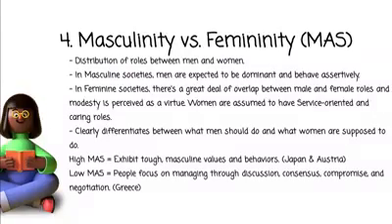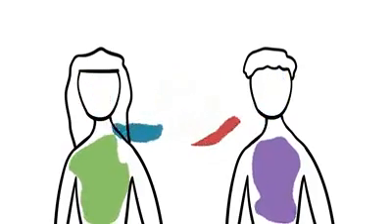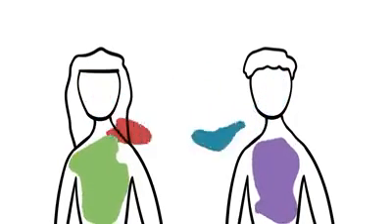The fourth and the last independent dimension is masculinity versus femininity, or MAS. In MAS, there is a distribution of roles between men and women. In masculine societies, men are expected to be dominant and behave assertively, while in feminine societies, there's a great deal of overlap between male and female roles, and modesty is perceived as a virtue. Women are assumed to have service-oriented and caring roles. It is clearly differentiating between what men should do and what women are supposed to do. Countries with high MAS exhibit strong masculine values and behaviors, just like in Japan and Austria, while countries with low MAS are the people focusing on managing through discussion, consensus, compromise, and negotiation, just like in Greece.